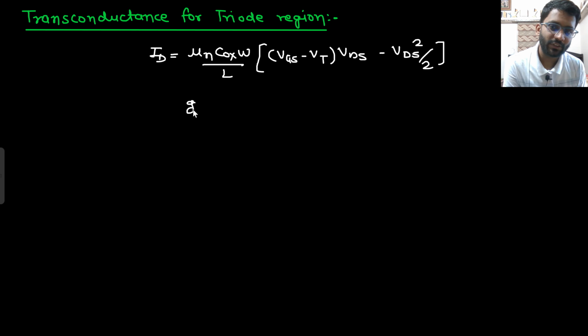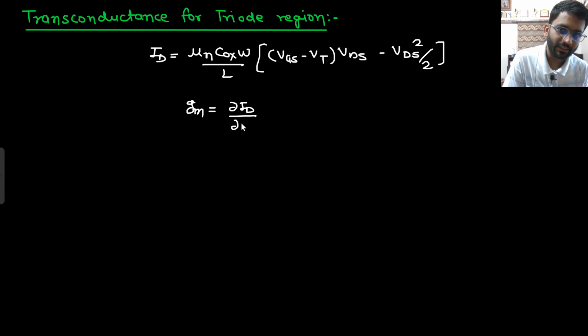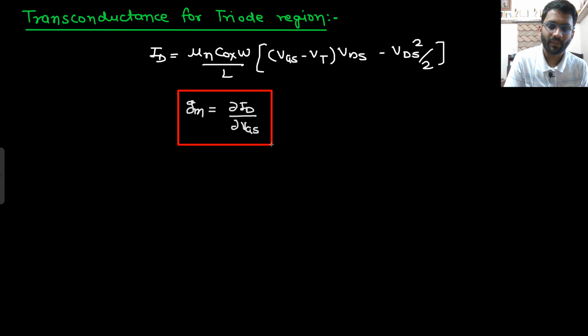What will be the expression of Gm? Gm expression is only one. Always there is only one expression of Gm, that is change in output current with respect to the change in input voltage. So del ID by del VGS. This is the Gm. So you have to differentiate it with respect to VGS.